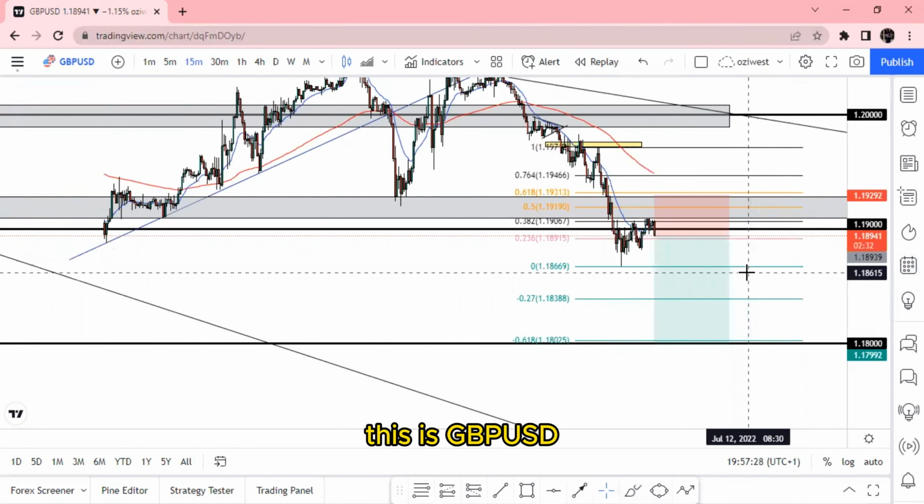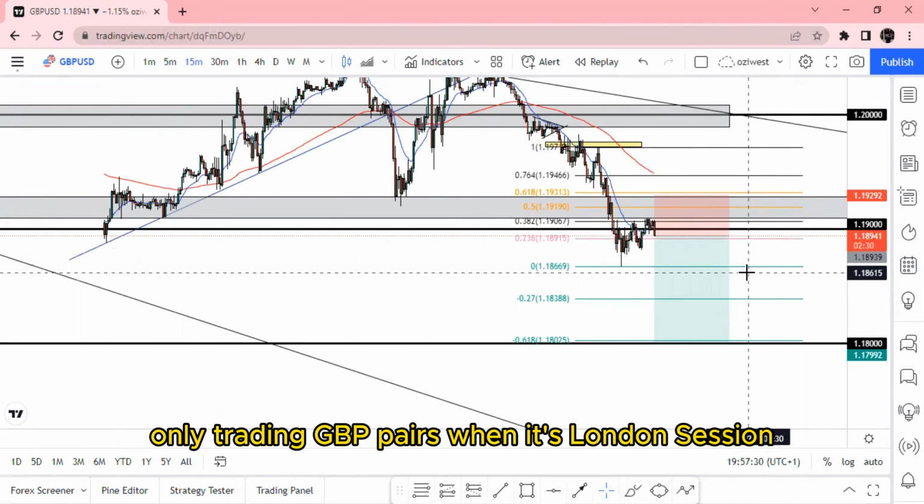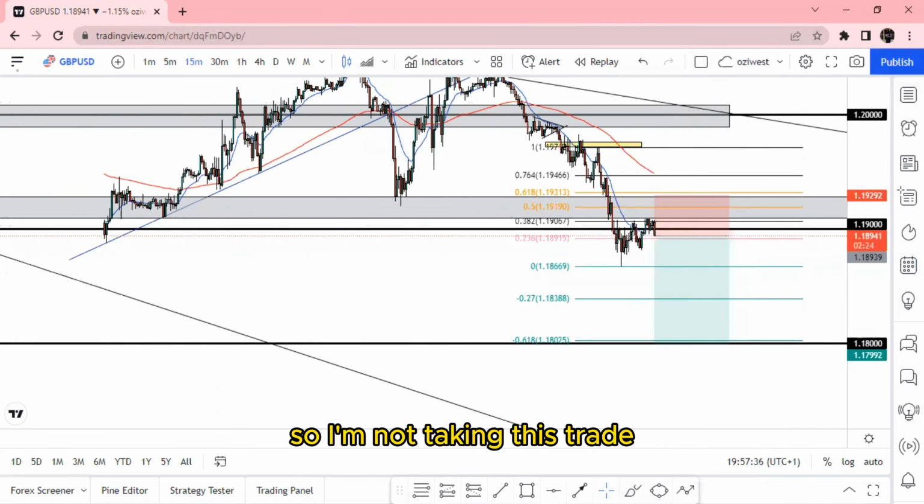This is GBPUSD, only trading GBPUSD when it's London session. So this isn't London session, so I'm not taking this trade and I'm not calling it out.